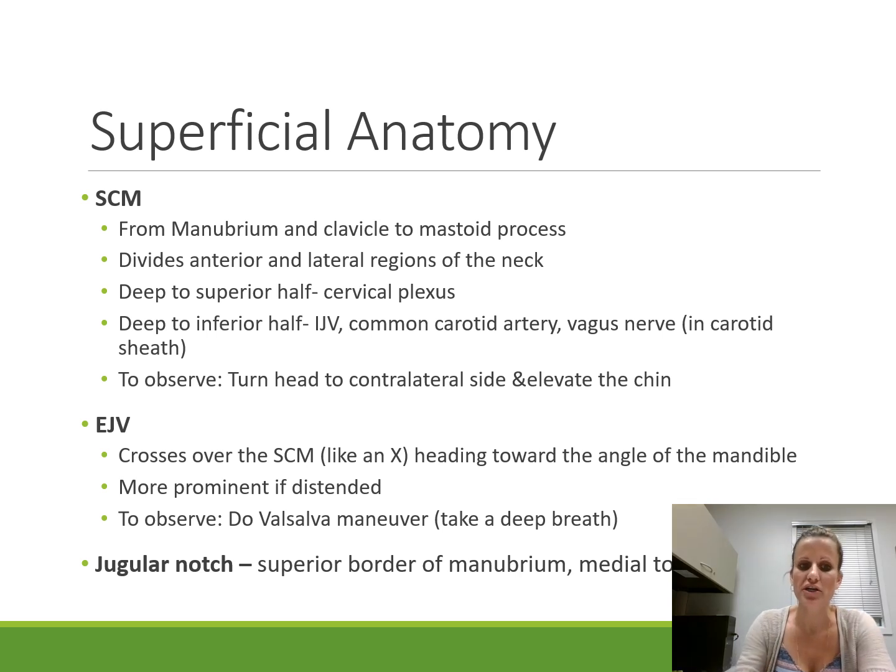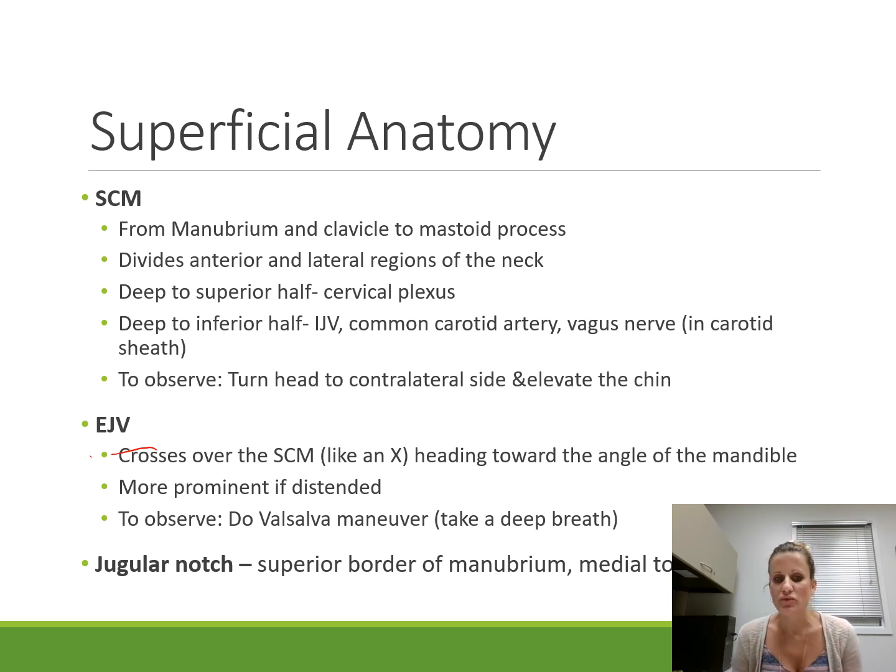The external jugular vein crosses over the sternocleidomastoid, kind of like an X. Remember, the external jugular vein is above the sternocleidomastoid, the internal is below it. So it crosses over the sternocleidomastoid as it goes up towards the angle of the mandible, right? So if I go like that, that's going to cross over my sternocleidomastoid. There, right? That's a good position.